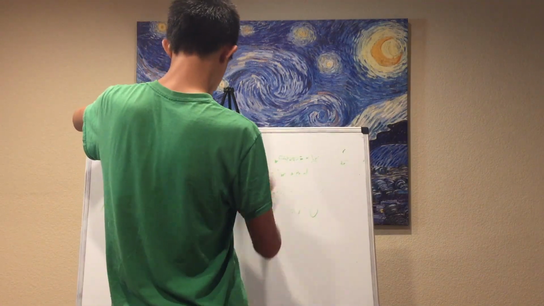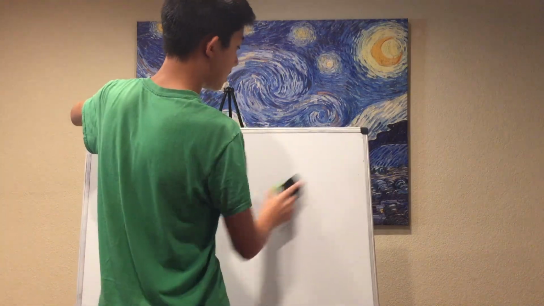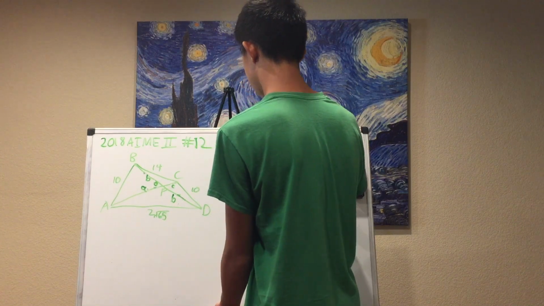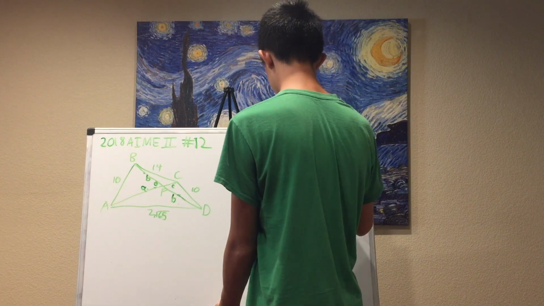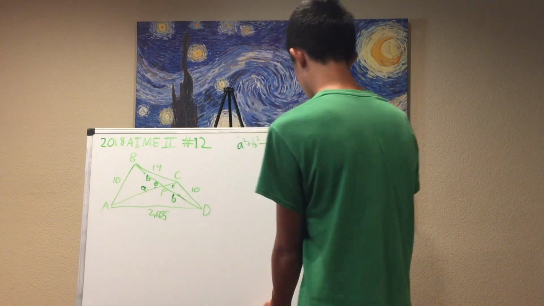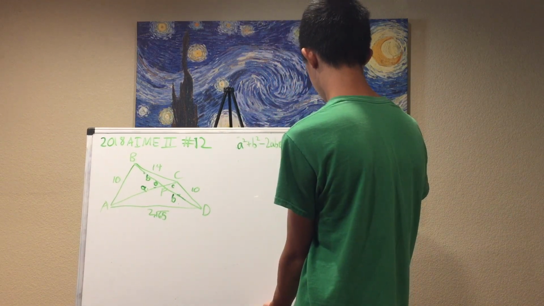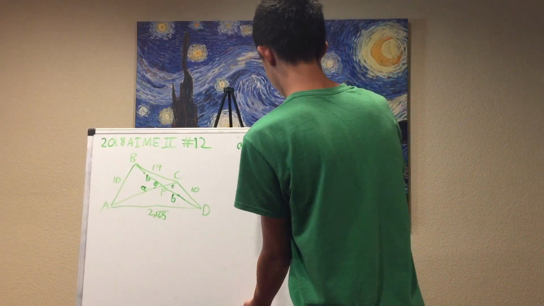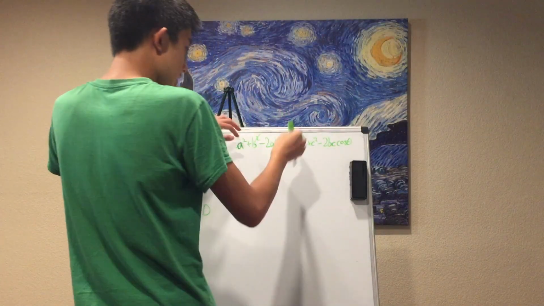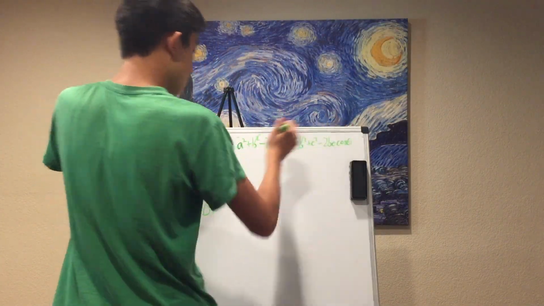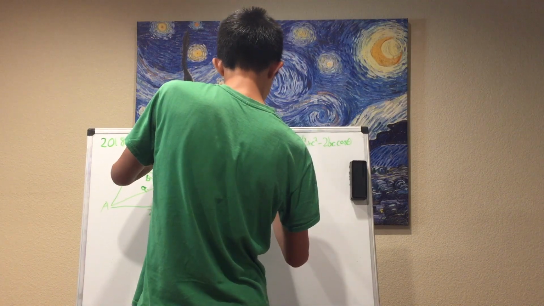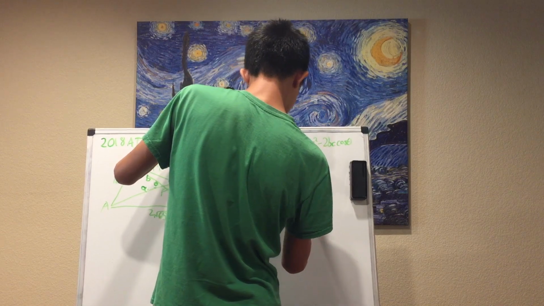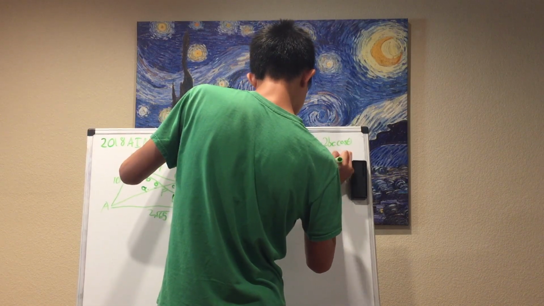So we're given that AB equals CD because they're both 10. Now we can use the law of cosines on both of them. A squared plus B squared minus 2AB cosine theta equals B squared plus C squared minus 2BC cosine theta. Now we can cancel out the B squared. We can move the C squared to this side and the negative 2AB cosine theta to this side. So we have A squared minus C squared equals 2AB cosine theta minus 2BC cosine theta.